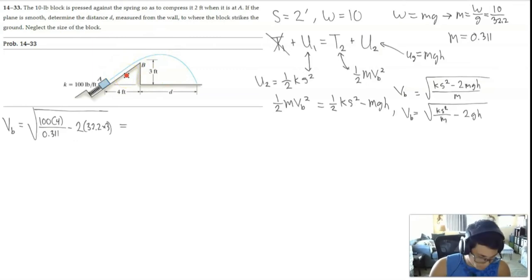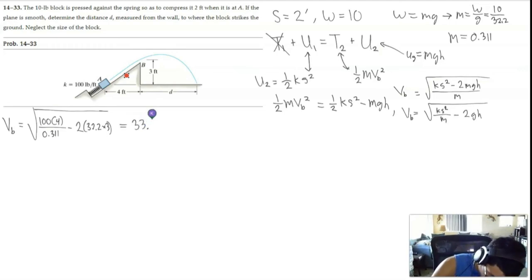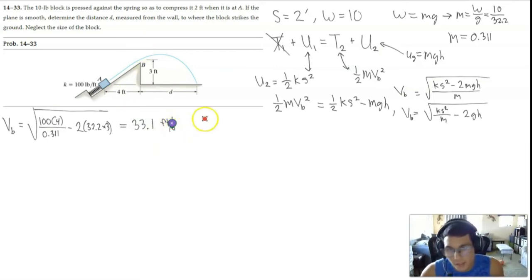This is 400 divided by 0.311 minus 2 times 32.2 times 3, and all of that square rooted. So I get 33.1 feet a second. And I think this number is about right. That would make sense, right? This is a block being launched by a pretty strong spring, and it's only going up a short distance. It's not going up a super high distance, so it's not defying gravity for a long time, and it's really just being launched by a spring up a hill for a really brief second, right? Because this is only 3 feet.